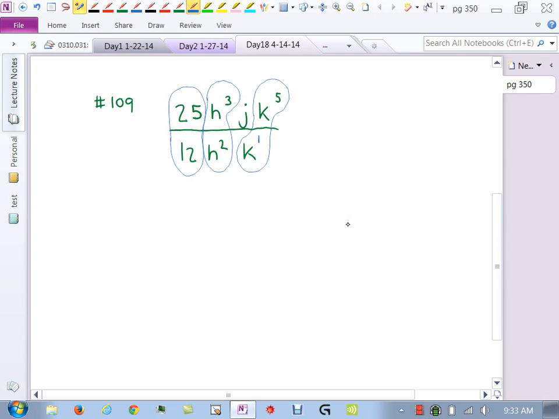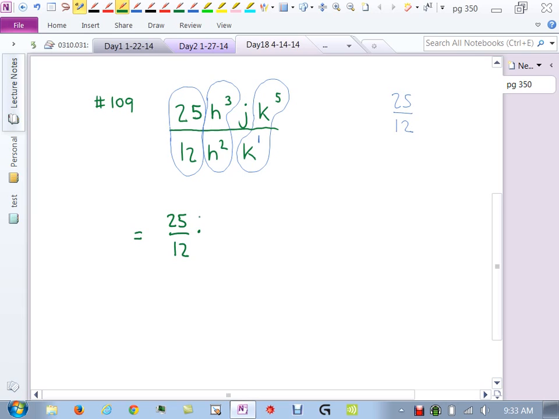So that's what I'll do on the h, that's what I'll do on the k. Now what about 25 divided by 12? Well, 25 over 12, is there anything that goes into both 25 and 12? No, right? That's a reduced fraction. You can't do anything to that. So I won't be able to touch the 25 over 12. So I'll just write down here equals 25 over 12.